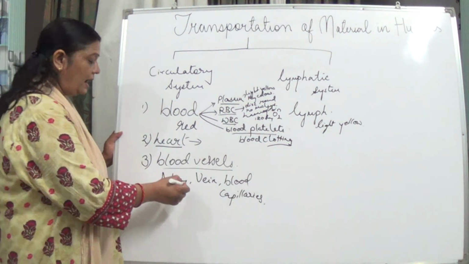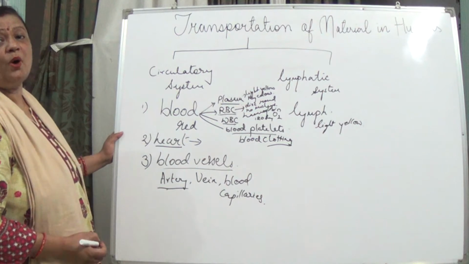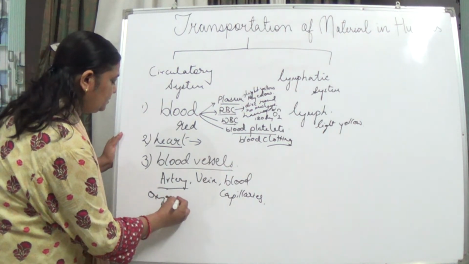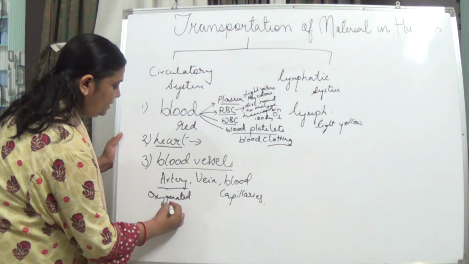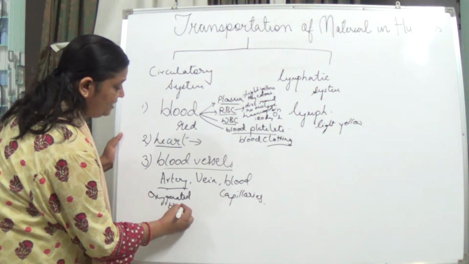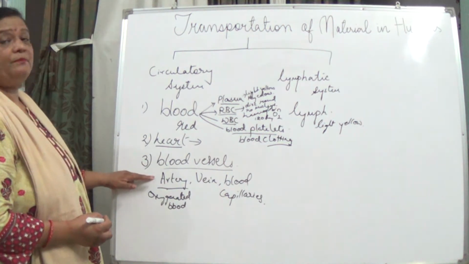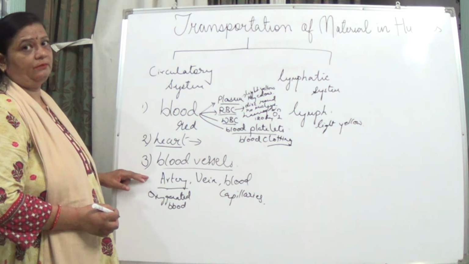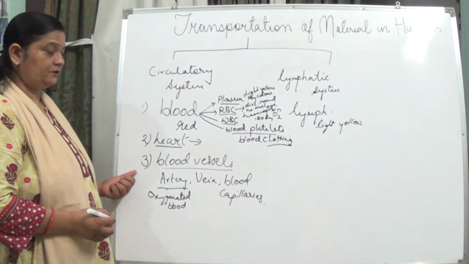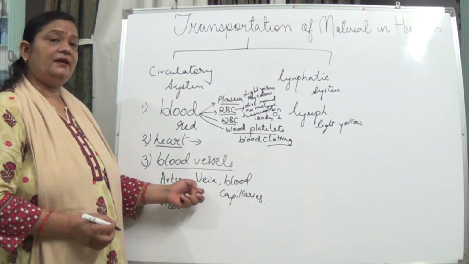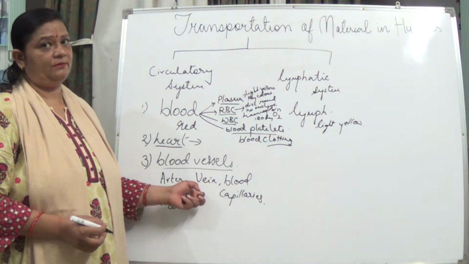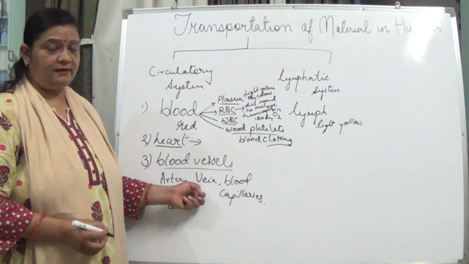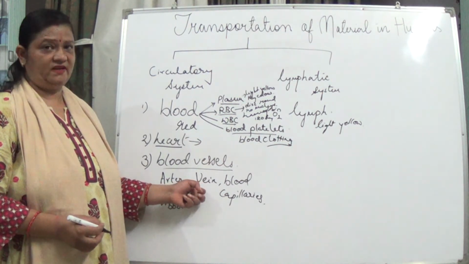Artery basically carries the oxygenated blood. But yes, everything has an exception here. Pulmonary artery carries what? Deoxygenated blood. There is an exception for this. Now veins. Veins carry deoxygenated blood. But pulmonary vein is the exception. It carries the oxygenated blood.